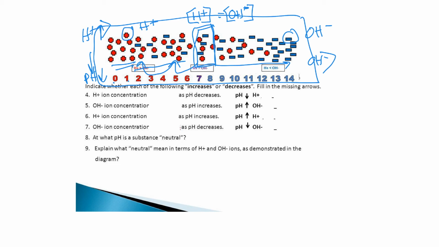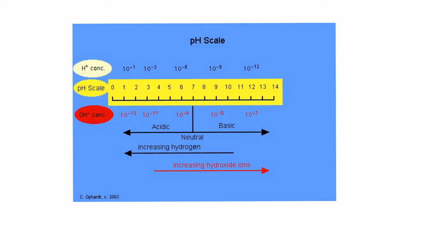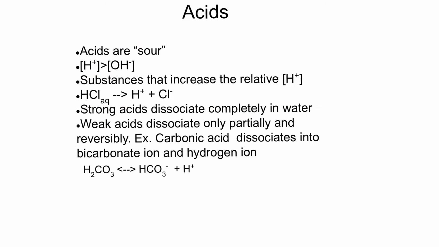As you go this way, notice that my pH is increasing, but look what is happening to my hydrogen ion concentration. It's going way, way down. All right, so my hydrogen ion concentration is going down. My hydroxide ion concentration is going up. So I just think that's a good way to visualize that. So at neutral, we have a pH of 7, and that's going to be a hydrogen ion concentration of 10 to the minus 7th, and also a hydroxide concentration of 10 to the minus 7th.